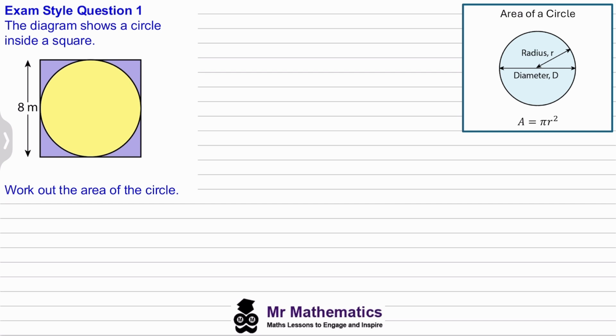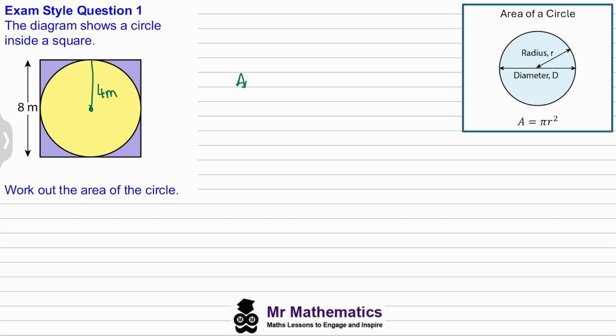So in our first question, we're told that the circle fits inside the square, and the square has a length of 8 meters. We've been asked to work out the area of the circle. So do you want to give this question a go? Okay, so if we know the length of a square is 8, that will be the diameter of a circle. So we know the radius of a circle will be half of that, that's 4 meters.